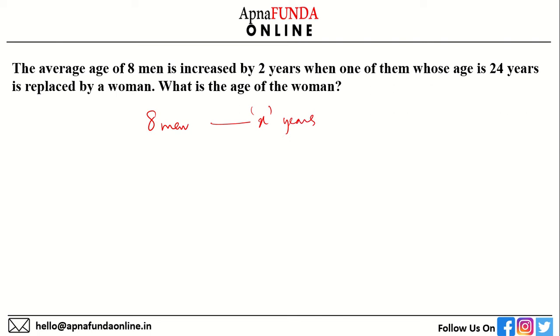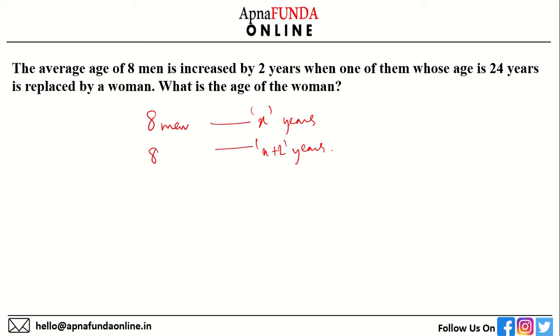Correct? Now what has happened? The number of people is the same. So instead of 8 men, now there are 7 men and one woman. So a total of 8 individuals are still there, and the average has increased by 2 years. One of the men whose age was 24 got replaced by a woman, and the average has increased by 2 years. So it's very easy to understand that the age of the woman is definitely more than 24. Correct? Now, how do we solve it?